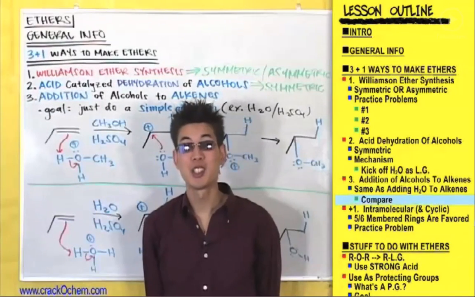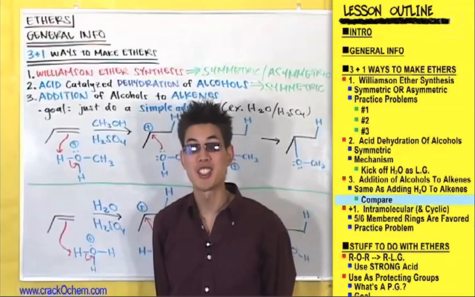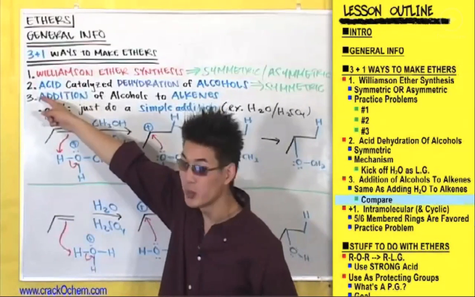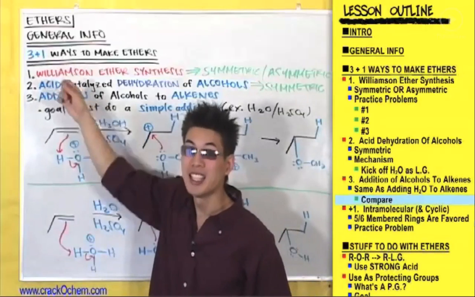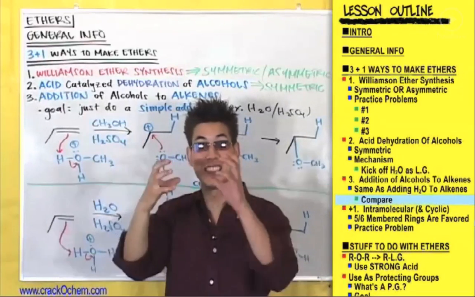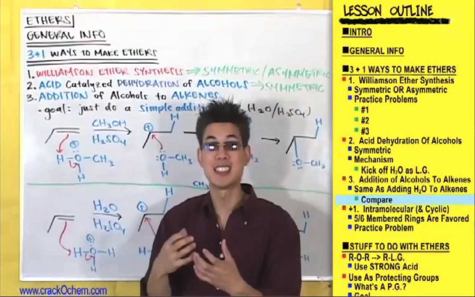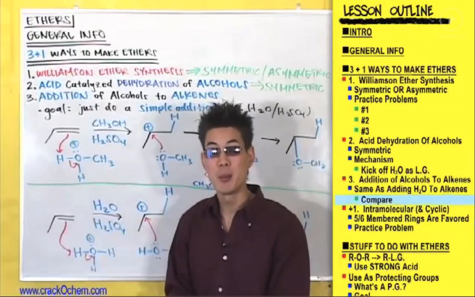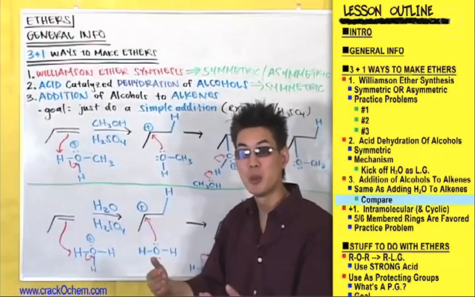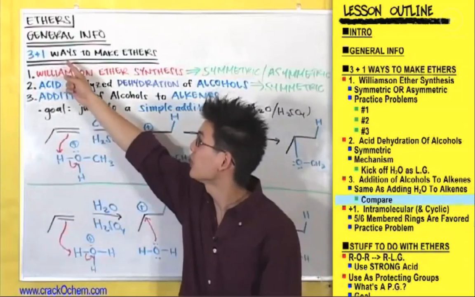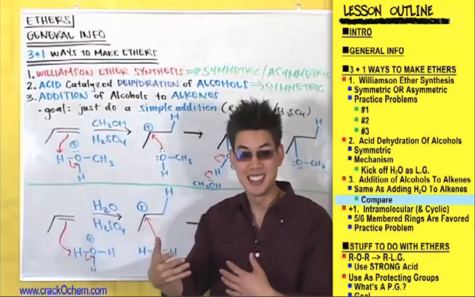Okay, so we're finished learning how to make our straight chain ethers. These first three ways, these are how to make straight chain ethers. Our +1 way is going to be how to make a cyclic ether, an ether that's inside a ring. Okay, so go ahead and hit pause in your DVD player, finish getting these first three ways down, then we'll move on to our last way, our +1 way to make a cyclic ether.